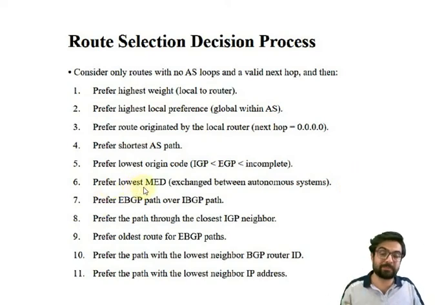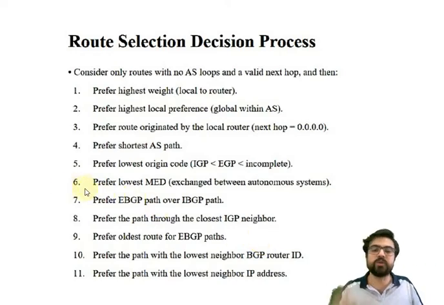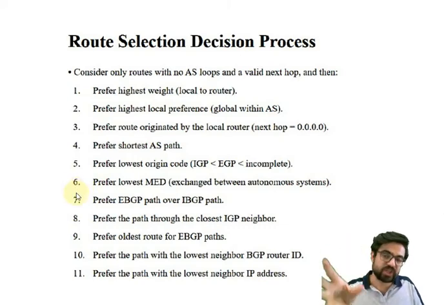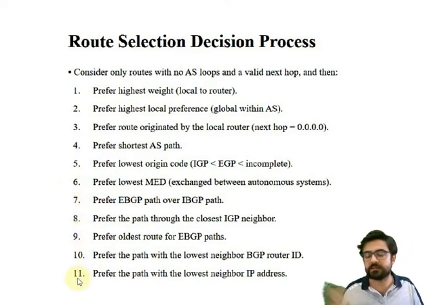Then prefer the lowest MED exchange between the autonomous systems, and then prefer eBGP over the iBGP path. Then prefer the path through the closest IGP neighbor, and prefer the oldest, the first eBGP that you have. And I think up to this one you can manipulate that, you can change that. But from this place downwards, from 7, 8, 9, 10, 11, these are the things that the router will decide. So if you want to change that, you can change it before the router decides.